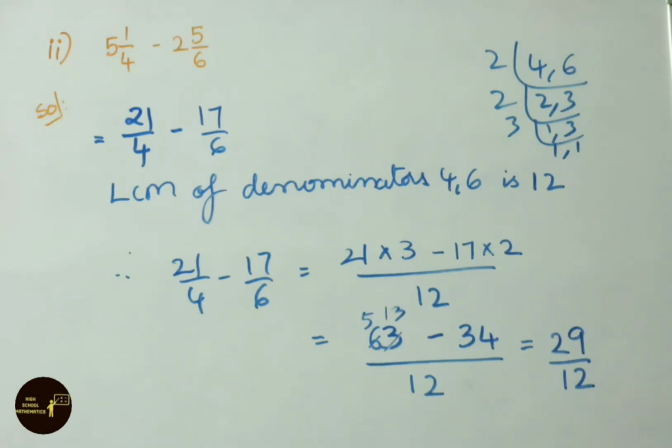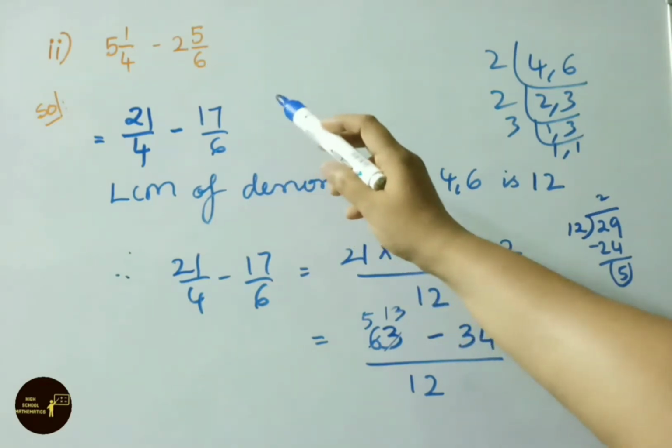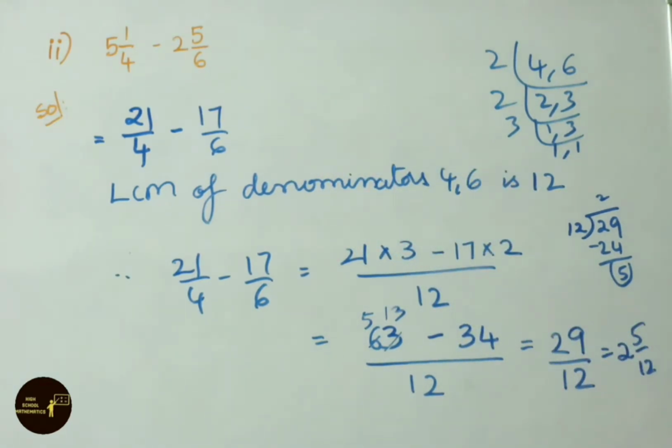Now we can simplify this further by dividing. 12 table, 29 we shall divide. 12 2s are 24. 29 minus 24, we get a remainder 5. So the answer is 2 5 by 12. Therefore, 5 1 by 4 minus 2 5 by 6, the answer is 2 5 by 12.